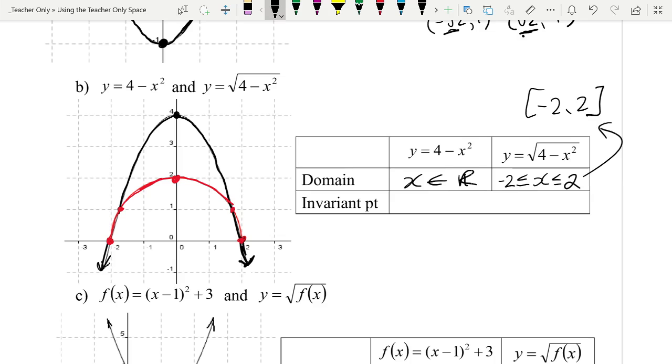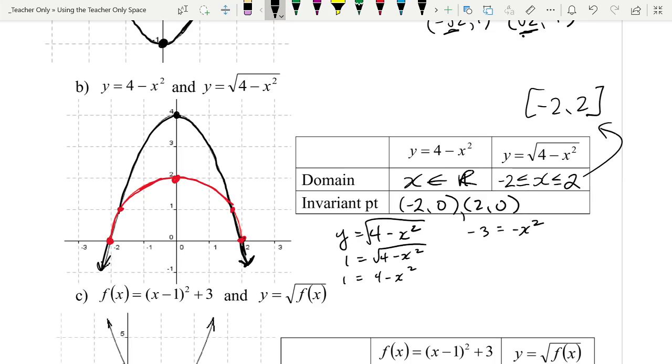And my invariant points this time? Well, my invariant points definitely are the x-intercepts, which are (-2, 0) and (2, 0). And if I want to find those two red invariant points, again, I can set the equation y equals the square root of 4 minus x squared equal to 1. And then square both sides. Move the 4 to the other side. Divide both sides by -1. And that's what they are. They are (-root 3, 1) and (positive root 3, 1).